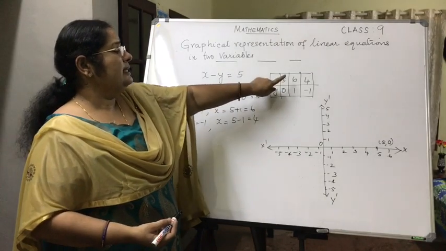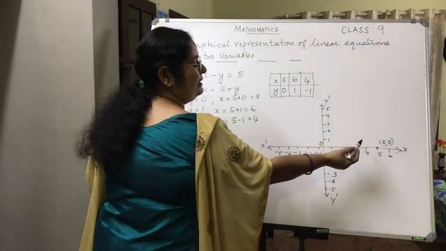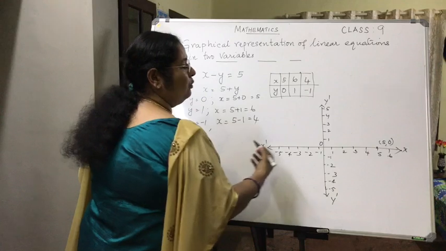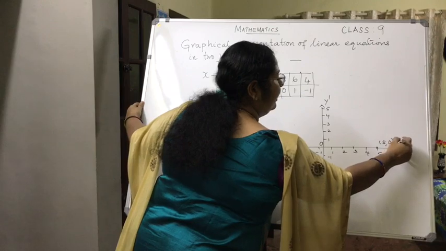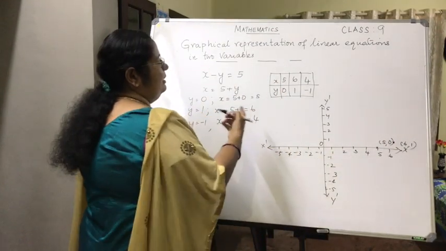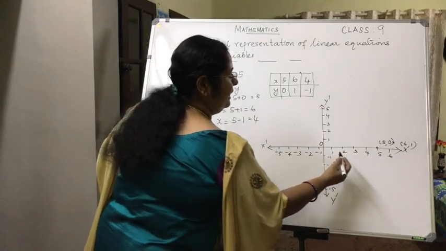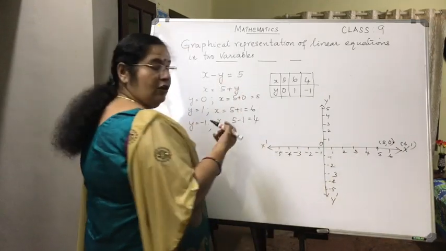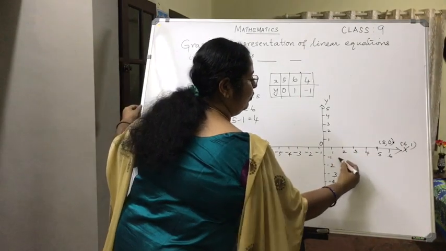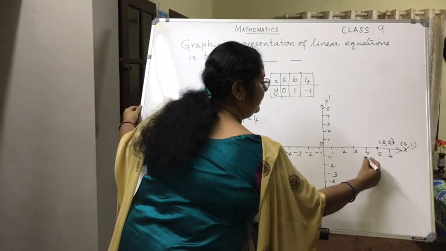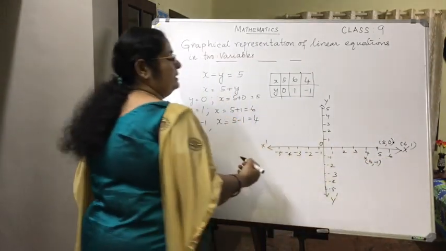What is the next one? 6, 1. Along the x-axis, the x coordinate is 6 and the y coordinate is 1. So the point will be 6, 1 here. This is the point 6, 1. Now which is the next one? When x is 4, y is minus 1. Which quadrant would it be? In the fourth quadrant. So x is 4, y is minus 1. This will be the point 4, minus 1.